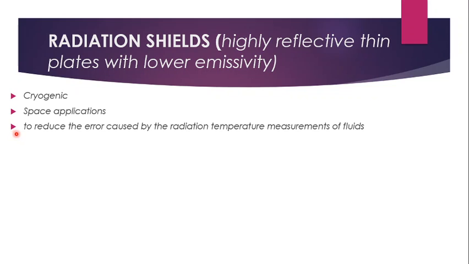The third application is very important, and in many exams like GATE, they ask numericals from this third topic only. So what is the third topic? To reduce the error caused by radiation in temperature measurements of fluids. When you measure the temperature of a fluid with a temperature measuring device like a thermocouple, the normal tendency is to neglect radiation, but that causes a lot of error. We are going to solve a numerical on this at the end of this lecture. Now let us start with radiation shields and some derivation on radiation shields.